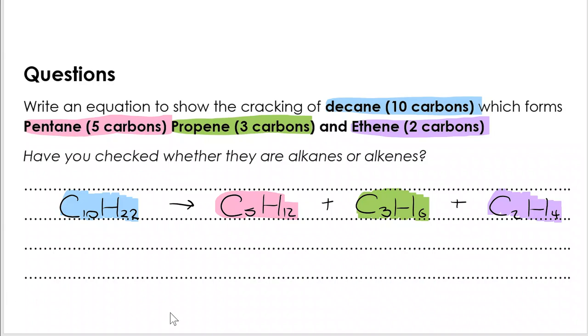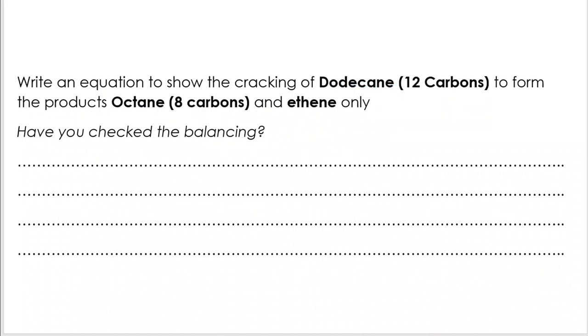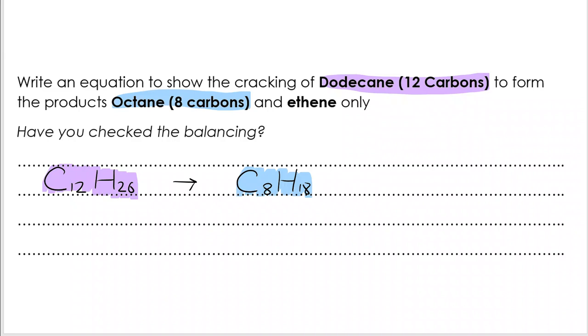When you've done it, check the balancing really carefully. I've got 5, 6, 7, 8, 9, 10 carbons, 10 carbons. I've got 22 hydrogens, I've got 12, 18, 22 hydrogens. It's already balanced. Let's do one more of them. So, dodecane, C12, it's going to be H26. And we are making from there octane, which would be C8H18, and we are making ethene, C2H4. So we've got the equation, but let's check the balancing again. At the moment, I've got 12 carbons, I've got 8, 9, 10 carbons. I've got 26 hydrogens, I've got 18, 22 hydrogens.